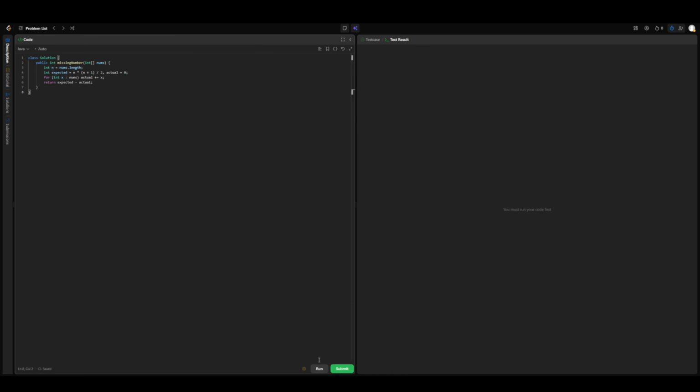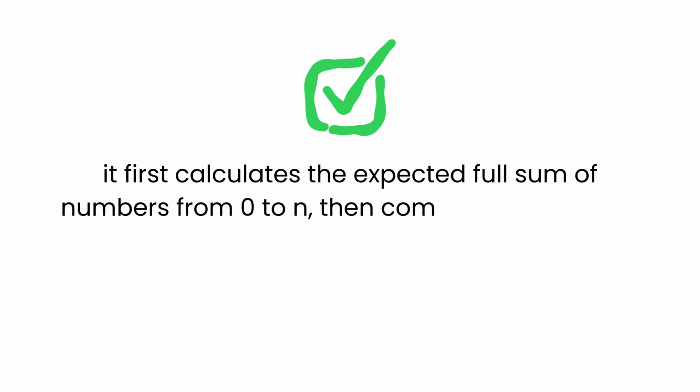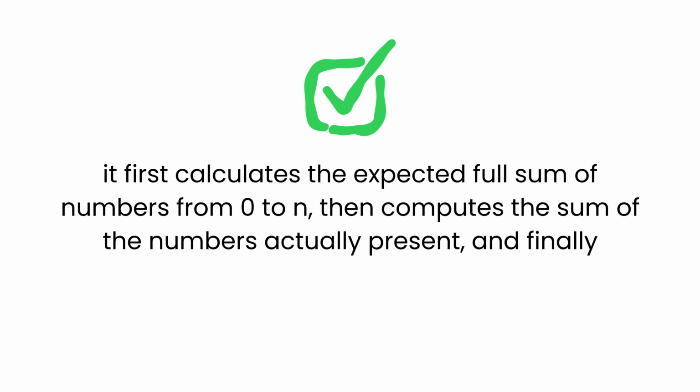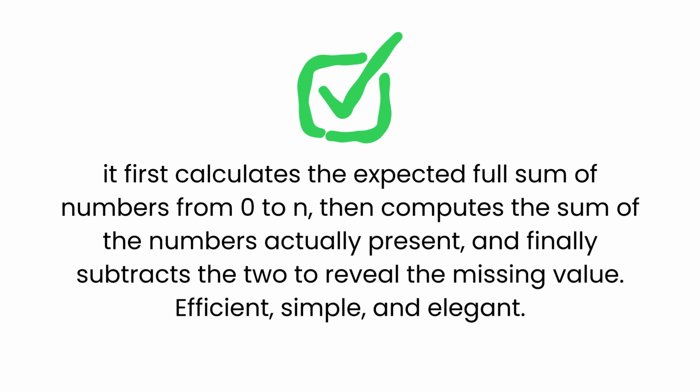And that's how this algorithm works. It first calculates the expected full sum of numbers from 0 to n, then computes the sum of the numbers actually present, and finally subtracts the two to reveal the missing value.